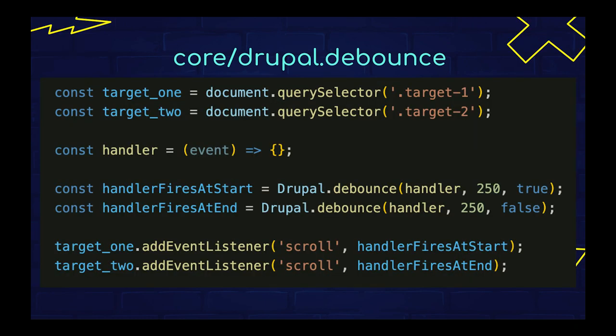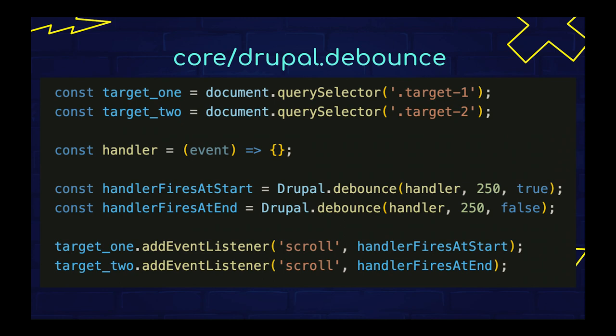So as an example, we can select two targets here I've selected, one to do debouncing before and one to do debouncing after. So we're just selecting our two targets, one and two. We can create our handler function with whatever functionality it may need to do. And then we create a handler that fires at the start by running debounce with the handler function over 250 milliseconds, true. It fires at the start, and this parameter is called fires immediately, or immediately, or something along that line.